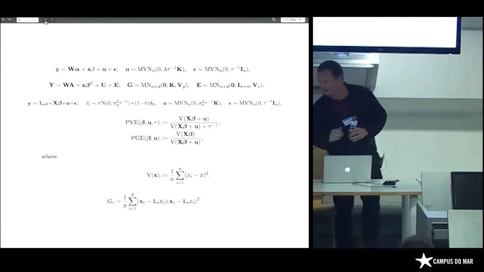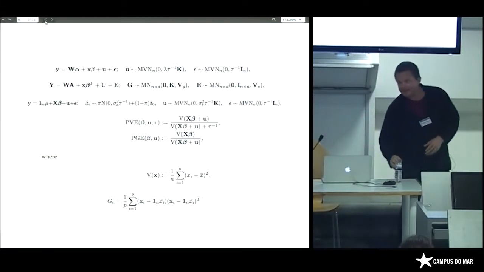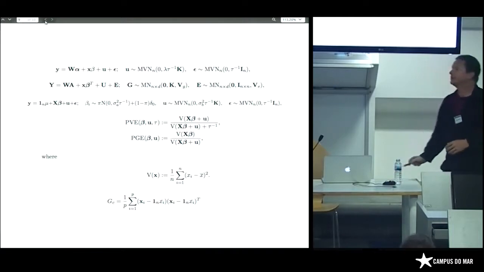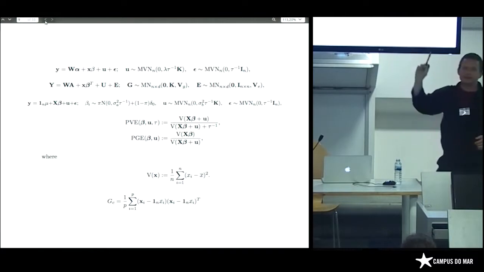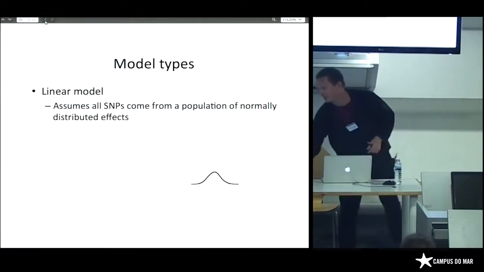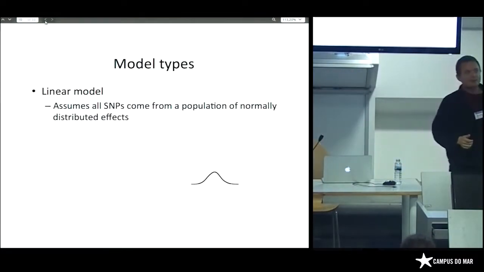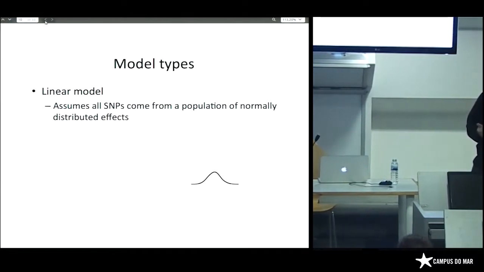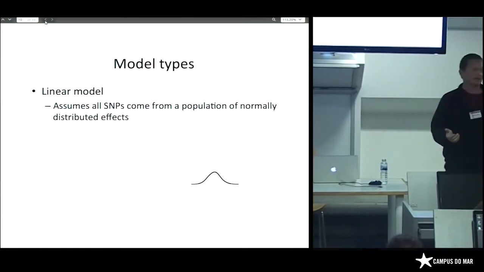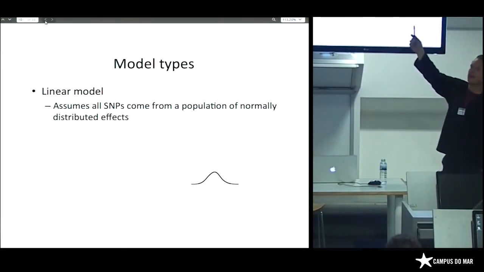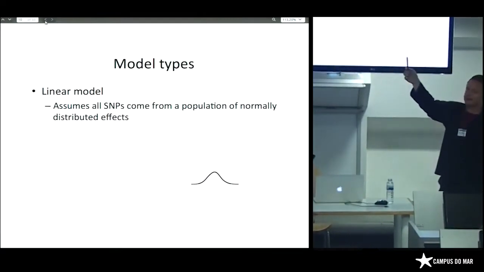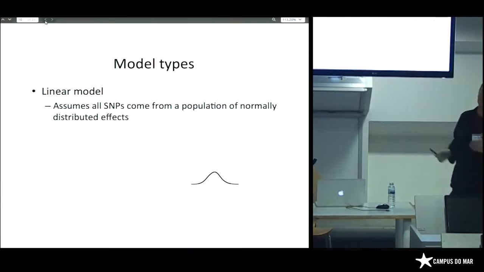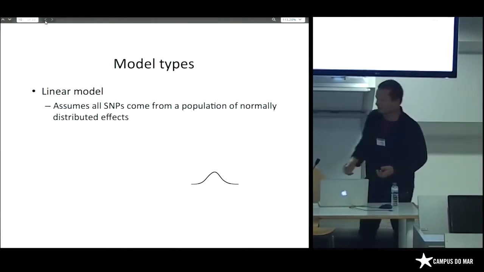So, some maths. The top equation is the linear model. Who can tell me what this second term is? Oh, come on, I'm joking. The problem with the linear model is that it assumes that all the SNPs come from the same population, and that population is normally distributed, in that there are some SNPs that have really big effects, some SNPs that have low effects, and the bulk of the SNPs have some kind of intermediate effect. And we know that that's not true.